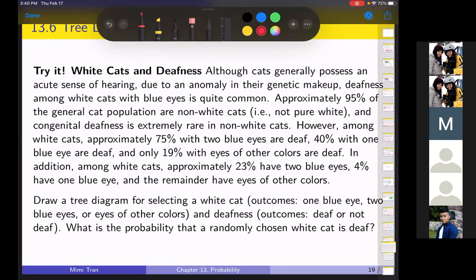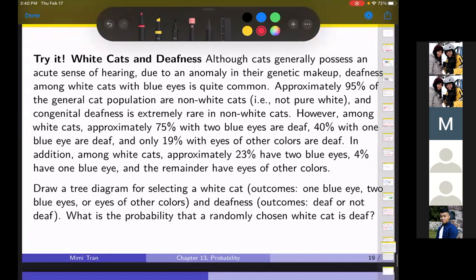I was at first thinking 95% was white cat. But this sentence here says non-white cat, so only 5% is white cat, because all we talk about here is white cat, right? Okay, something is wrong with this. It's from the textbook. So maybe it's not true, but I'm just going to fix it for the sake of the problem.